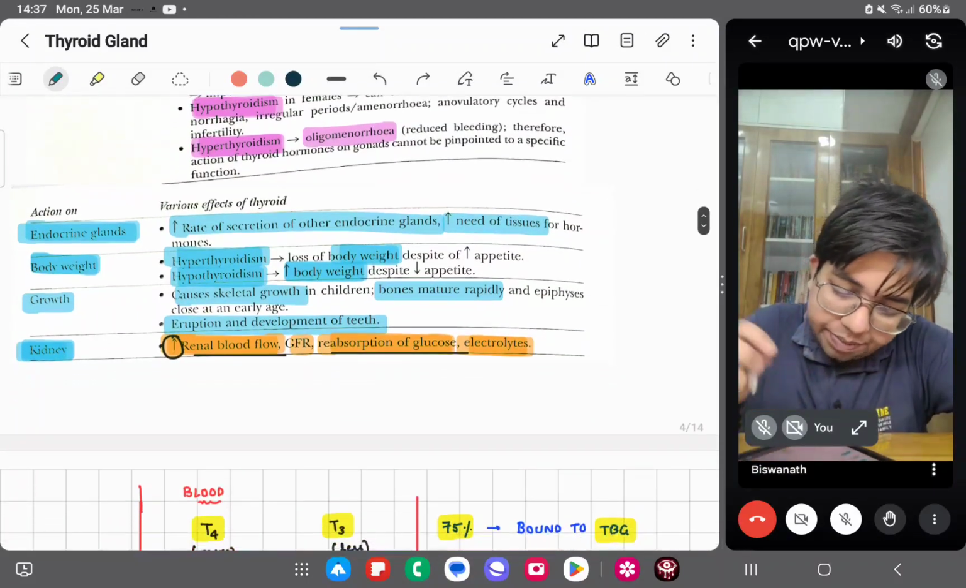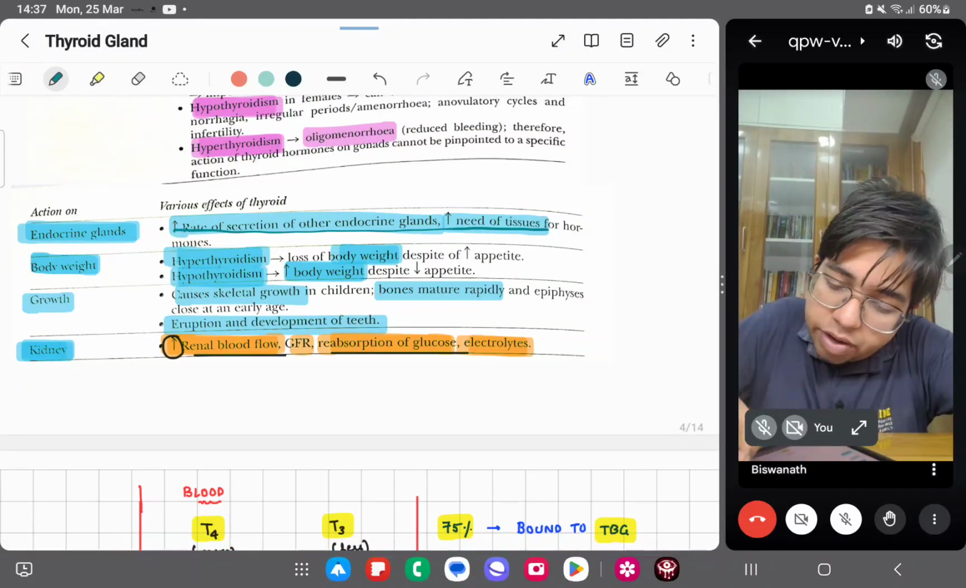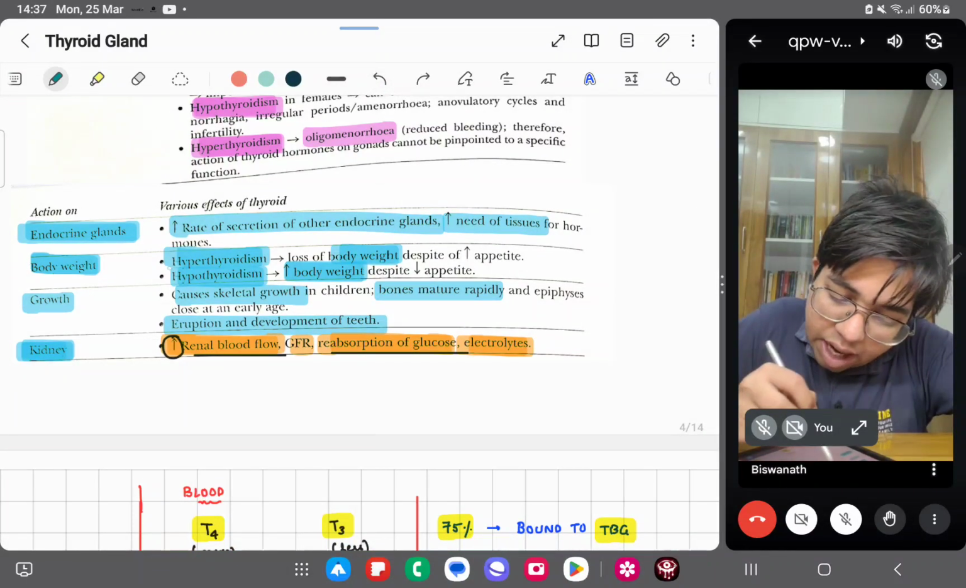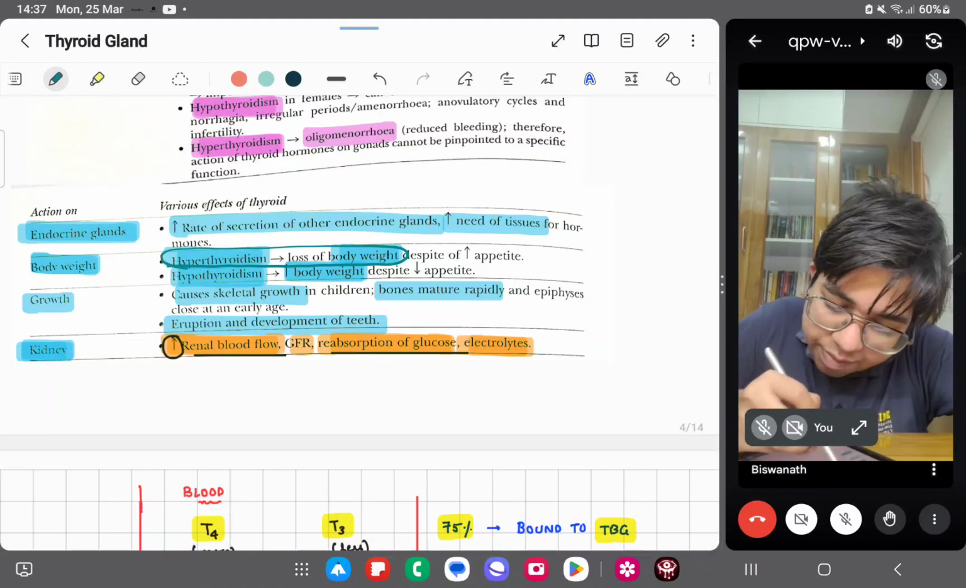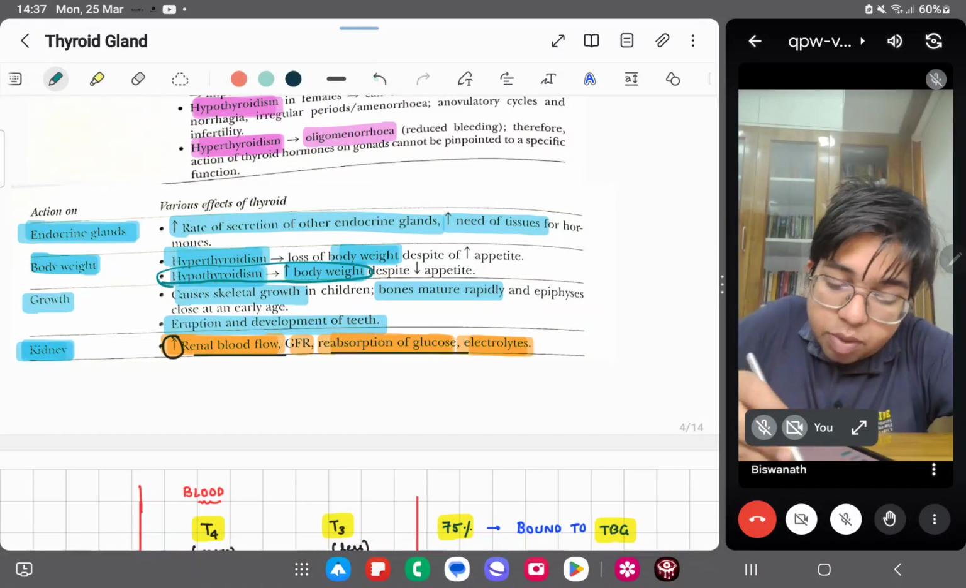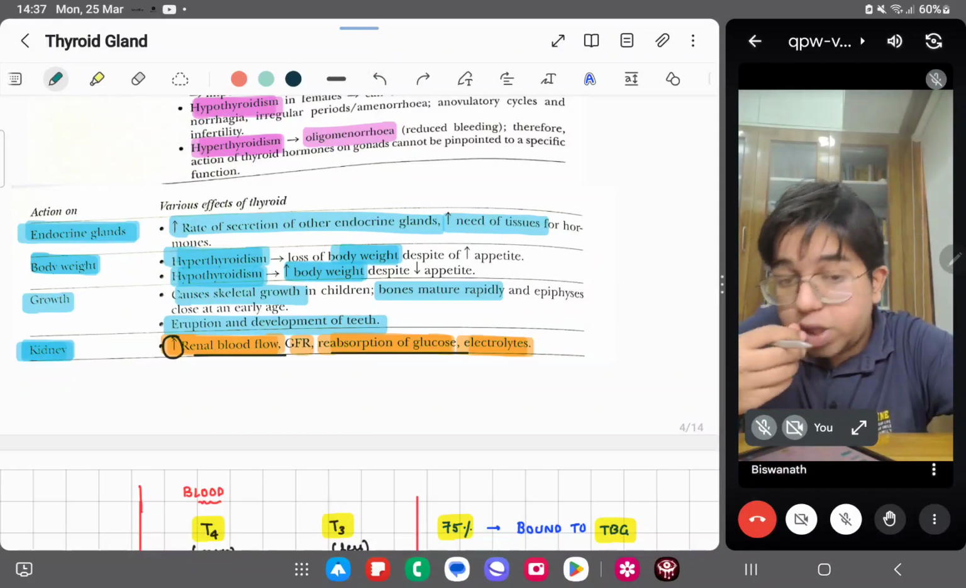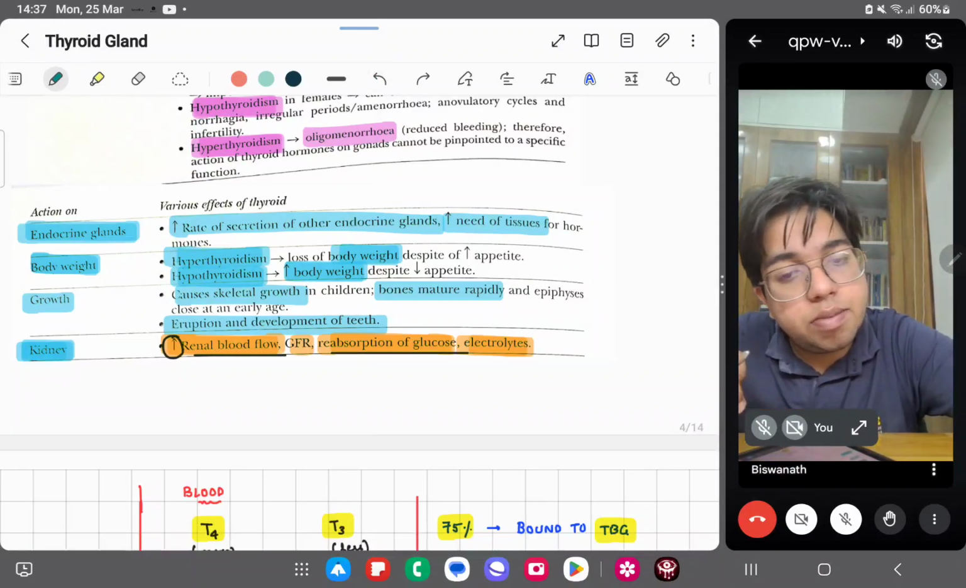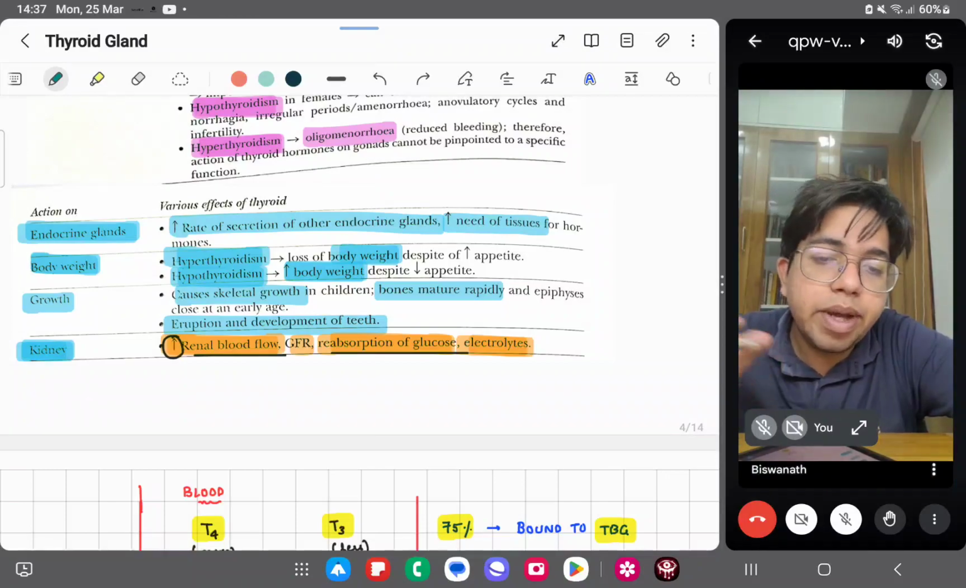Endocrine glands: increase in rate of secretion of endocrine glands. Body weight: hyperthyroidism will cause loss of body weight, and hypothyroidism will cause increase in body weight. So a hypothyroid patient will be more fat, and a hyperthyroid patient will be less fat.